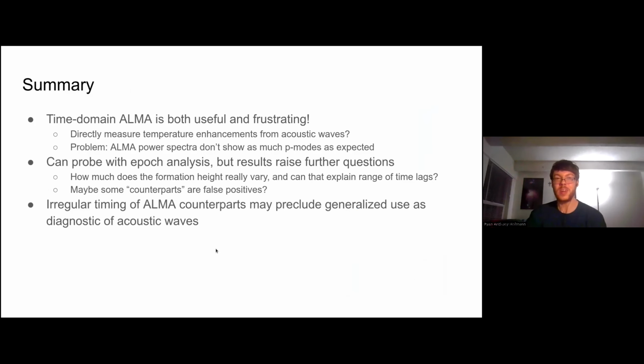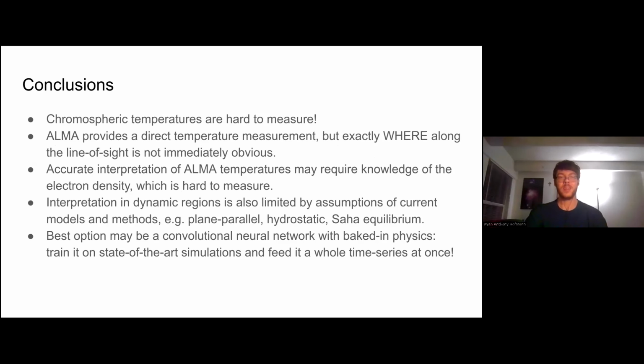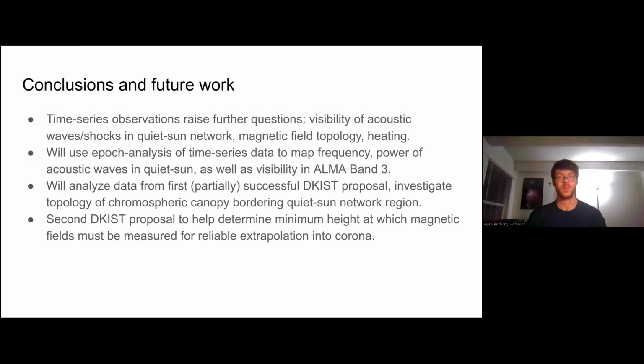In summary, time domain ALMA observations of the sun are useful, but they're also frustrating. It's a very complicated and messy problem. The sun's atmosphere is complicated and messy. And, well, at least we tried, is, I guess, the basic takeaway. So with that, I will take any questions.